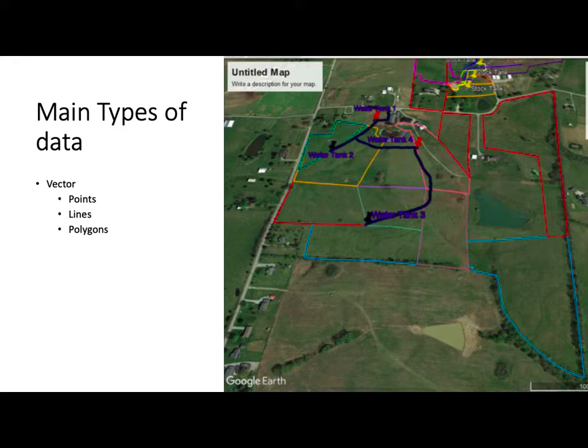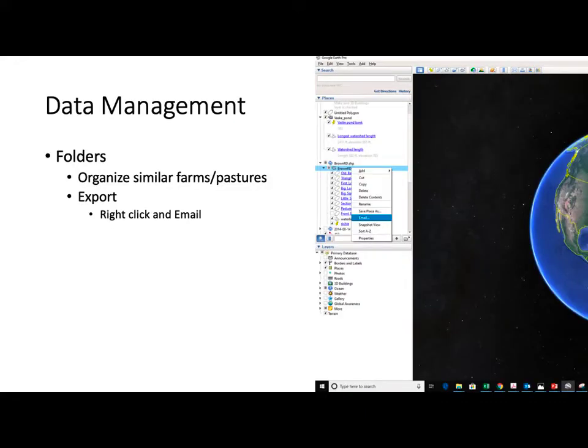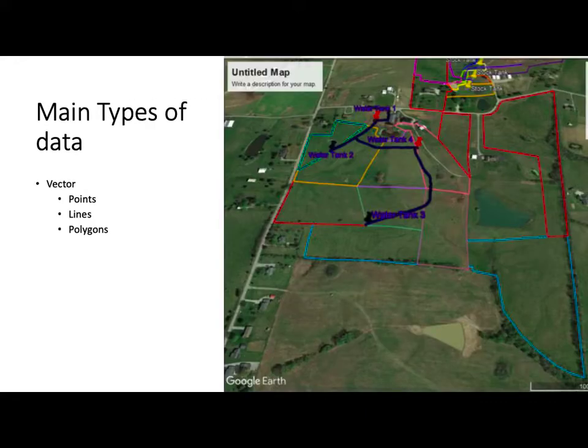You can take it to your neighbors, and plus, we have different types of data: points, lines, and polygons. Points would be good for identifying where your waters are. Lines would be good if you run a water line, just to know where they are. And polygons are what you make for your field to give you that area.